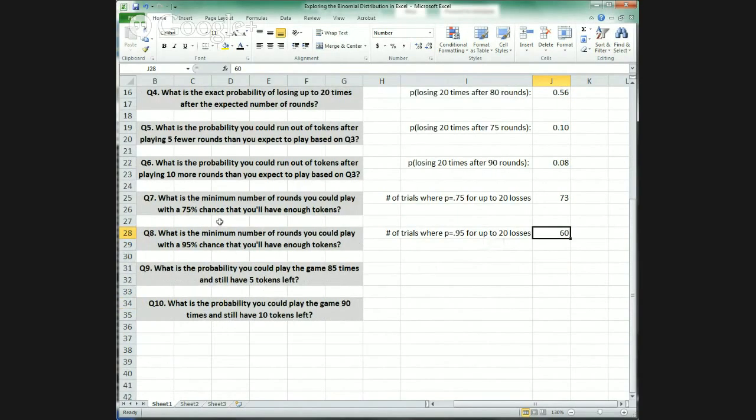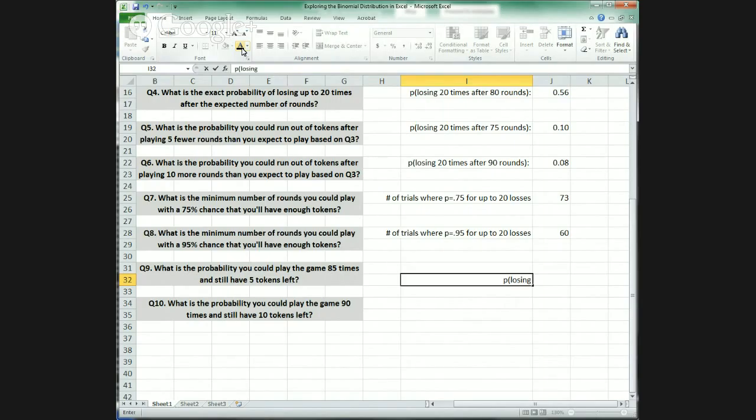Okay. What is the probability that you could play the game 85 times and still have 5 tokens left? The first thing to know is this question is again asking for a probability. Sorry, my Excel is being a little weird here. This is the probability of losing.